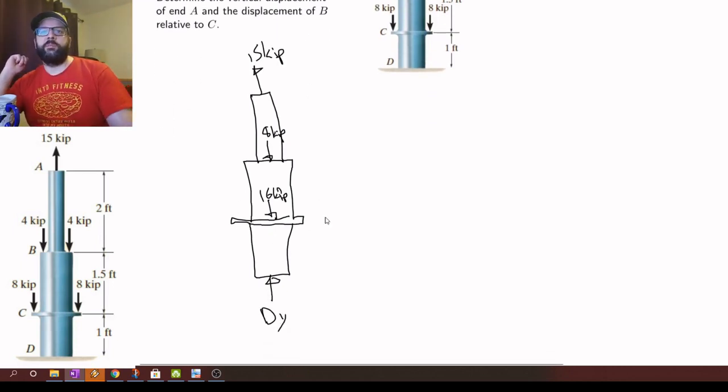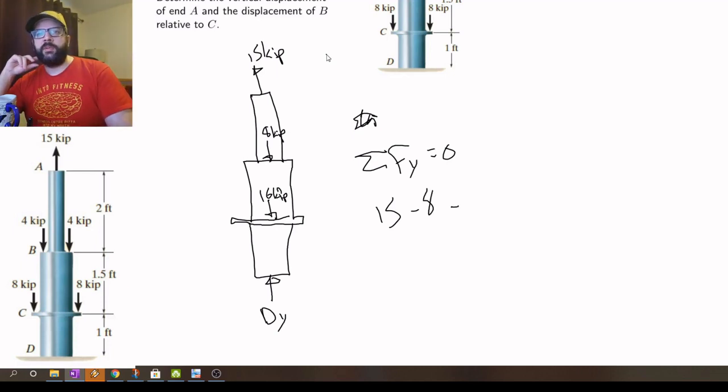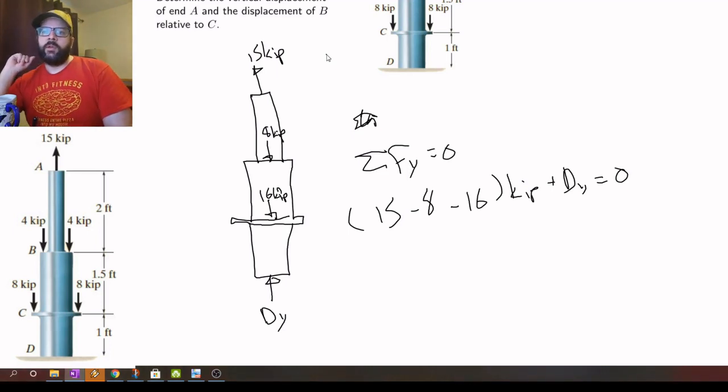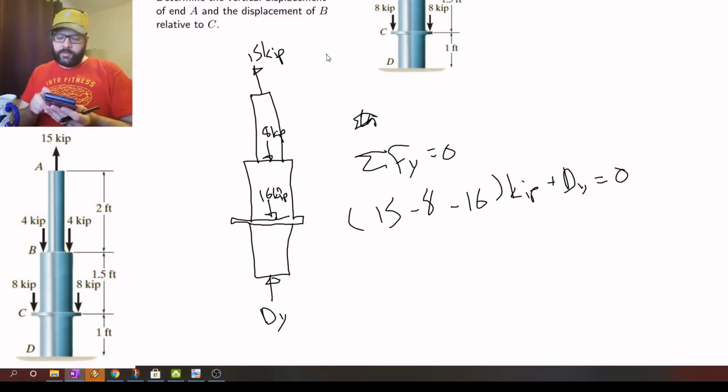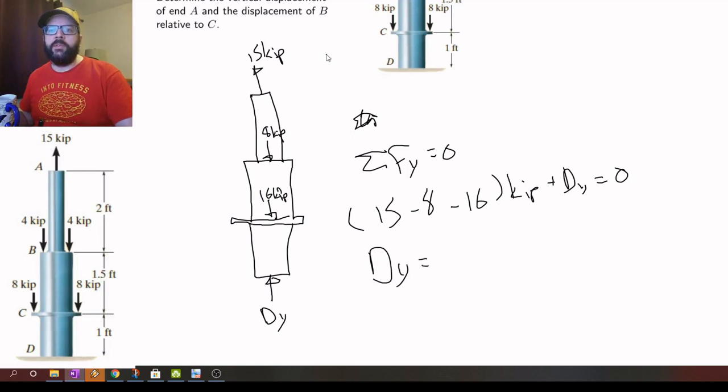So, simple enough to solve for dy. The sum of the forces in the y is going to be equal to 0. So we got 15 minus 8 minus 16, those are all kips, plus dy is equal to 0. Okay, so what do we get there? Moving the other ones over to the side, 16 plus 8 minus 15 gives us 9 kips for dy. dy is equal to 9 kips.